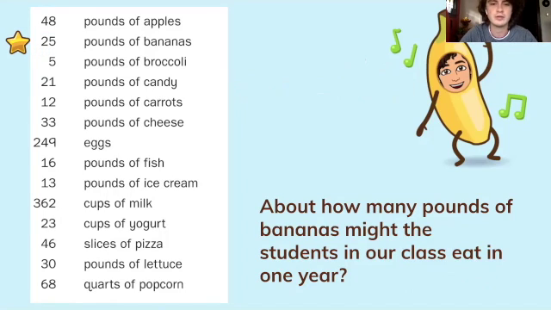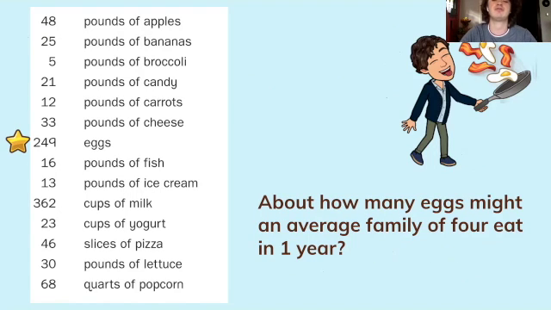Let's try one more together. This time, let's talk about those eggs. Oof, I love eggs and bacon. So the question this time is about how many eggs might an average family of 4 eat in 1 year? So if the average person eats 250 eggs, 249, but I'm going to go ahead and use 250. It's a close but easier number.